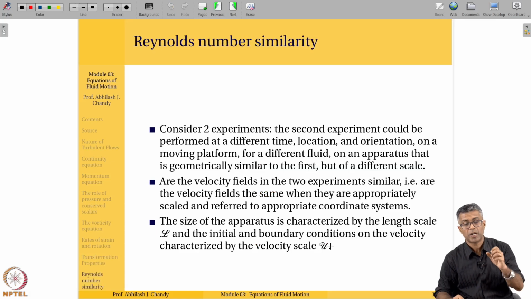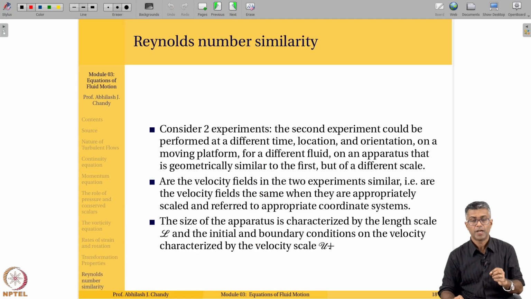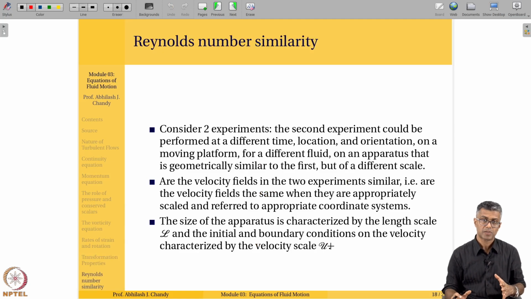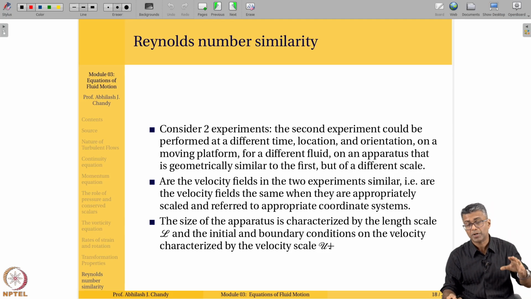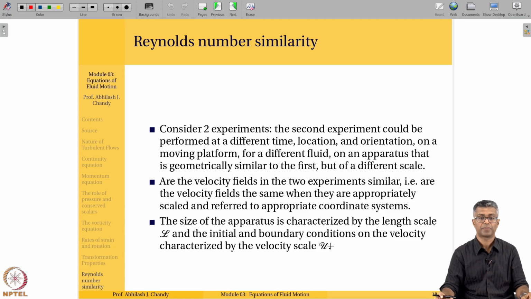So we'll start by looking at a concept called the Reynolds number similarity. This comes from dimensional analysis. If you consider 2 experiments, and let's say the second experiment is performed at a different time, different location, different orientation, say moving platform, for a different fluid, on an apparatus that is geometrically similar to the first. Again, geometrically similar to the first but on a different scale.